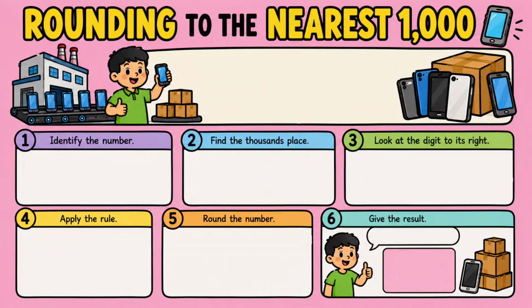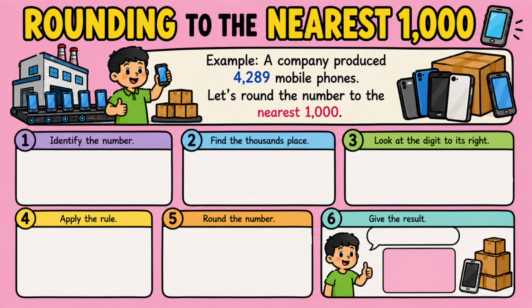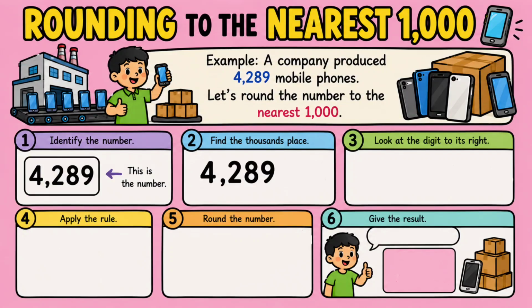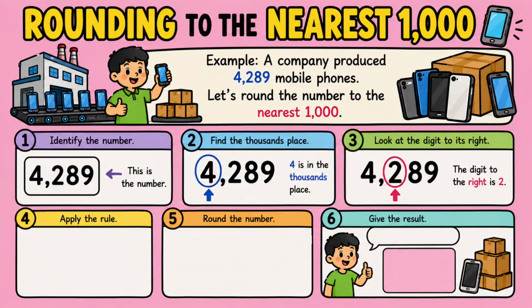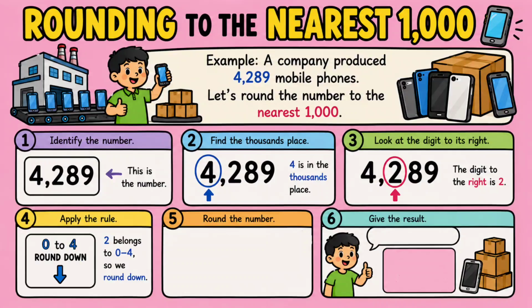The same rule works with larger numbers. If a company produced 4,289 mobile phones and we round to the nearest 1,000, we focus on the 4 in the thousands place and check the digit immediately to its right, which is 2. Since 2 belongs to 0 to 4, we round down.